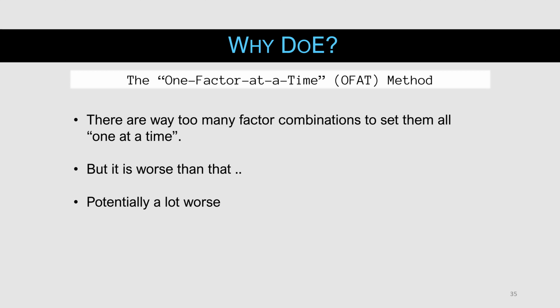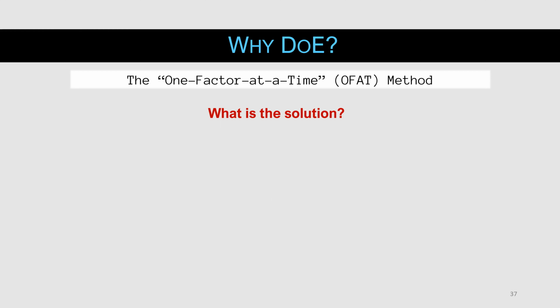But it's worse than that. And in fact, it's potentially a lot worse. If there are interactions, then we may produce relatively meager results, since OFATs cannot detect interactions. And I do not have to tell you that interactions in plant tissue culture are plentiful. There's simply never enough time or money to examine every factor combination one at a time. Wider intervals between the settings is unattractive, and eliminating factors is bad when there are interactions. So what is the solution?